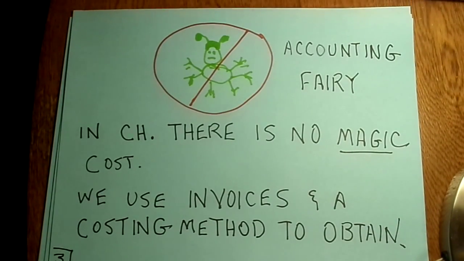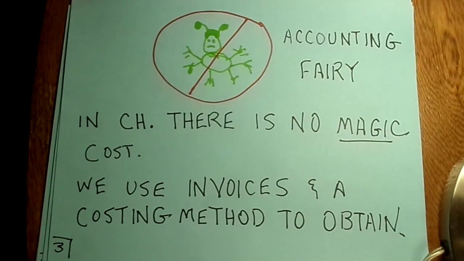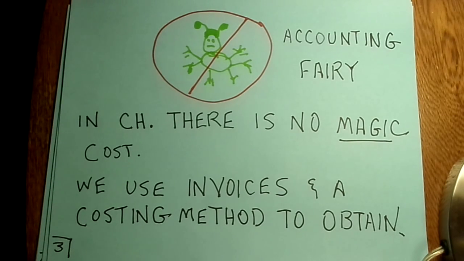So what I've drawn for you here is my rendition of a fairy. Some people say this looks like an insect, but it's my rendition of a fairy, complete with the little green man look, more than 2 arms and 2 legs, and antenna. So then there's a line through the fairy, and it says, or implies, there are no accounting fairies. So there's no magic in costing items.